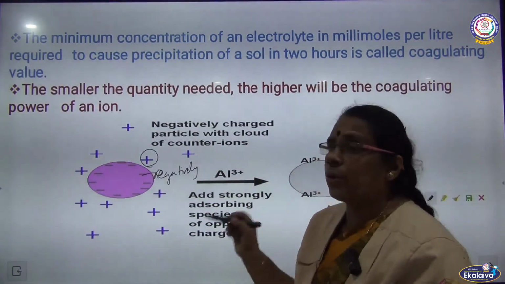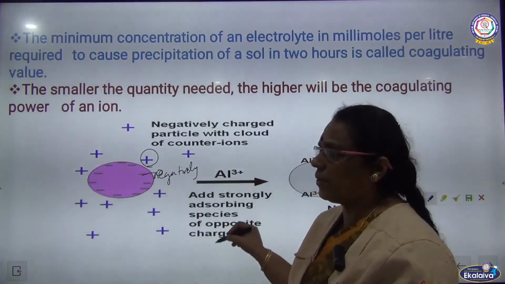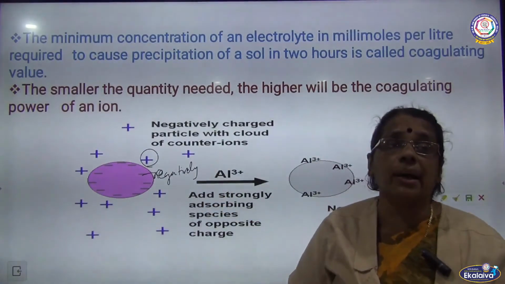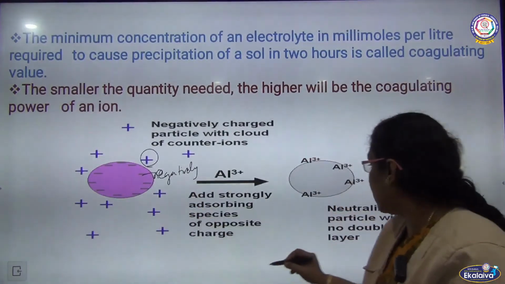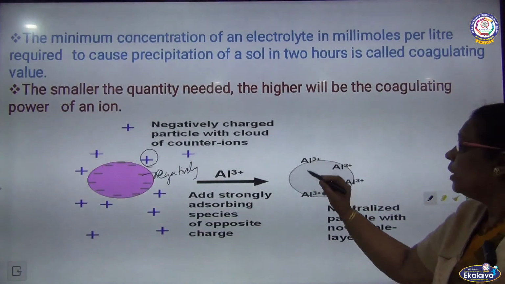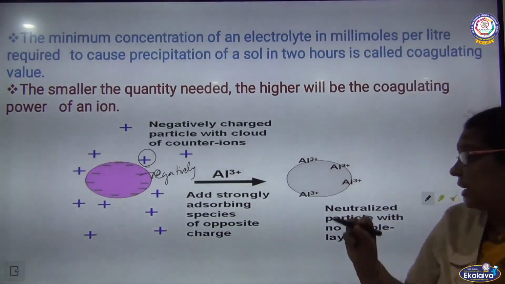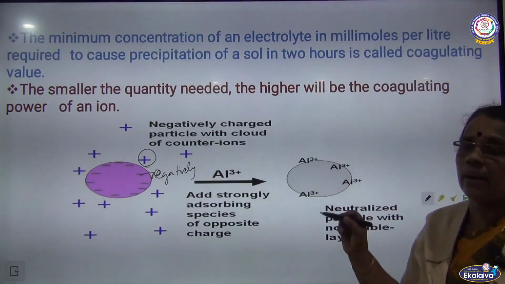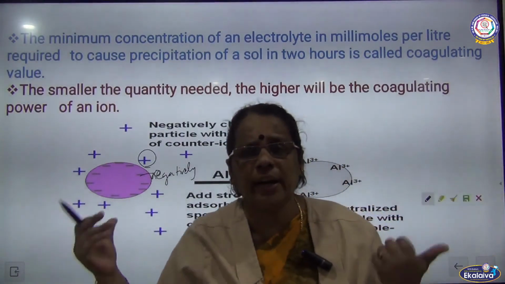So here when we add aluminum 3 plus, it is a strongly adsorbing species of opposite charge. So strongly adsorbed. Aluminum has a greater charge, 3 plus. So I am adding aluminum ion over the negatively charged sol. What is taking place? Neutralization is taking place. Coagulation is taking place. Precipitation is taking place here. We get a neutralized particle with no double layer. See, there is no double layer. So mutual coagulation is taking place. We have converted the colloid into a precipitate.